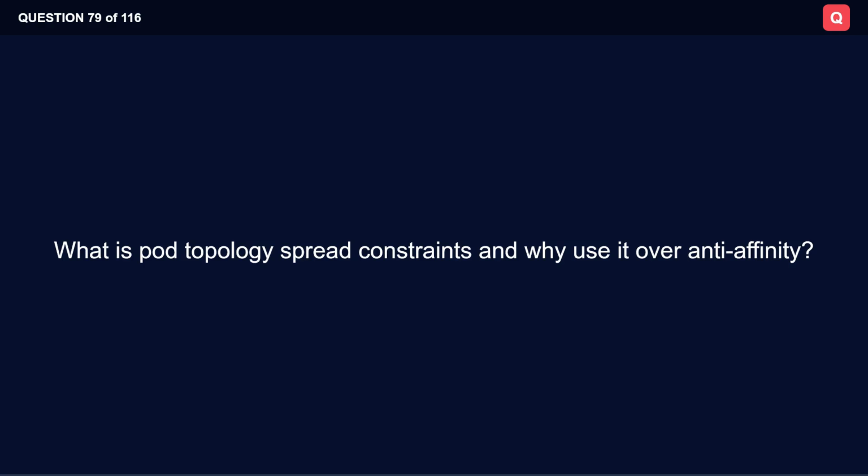What are pod topology spread constraints, and why use them over anti-affinity?